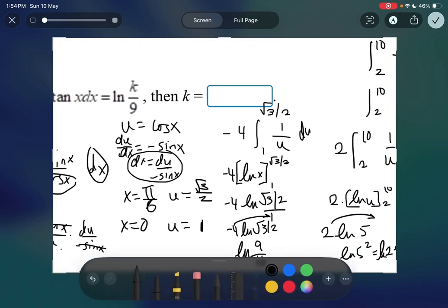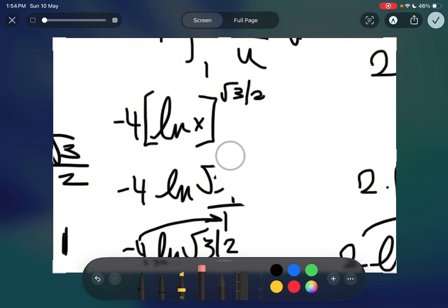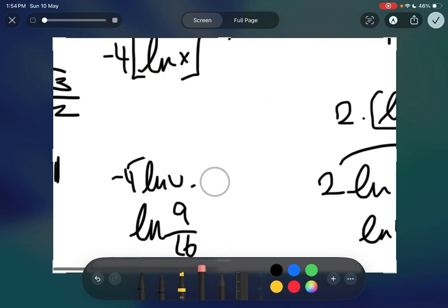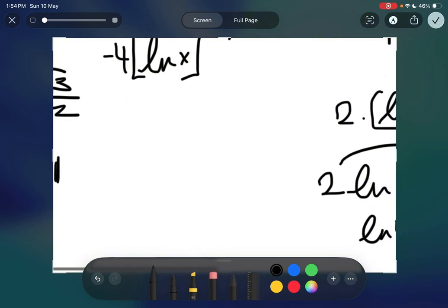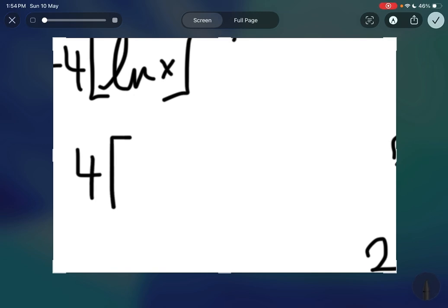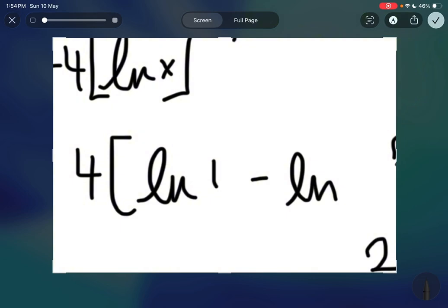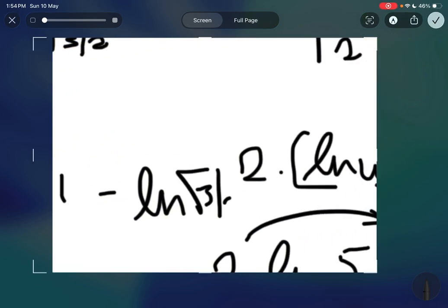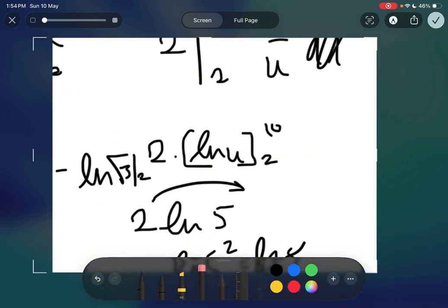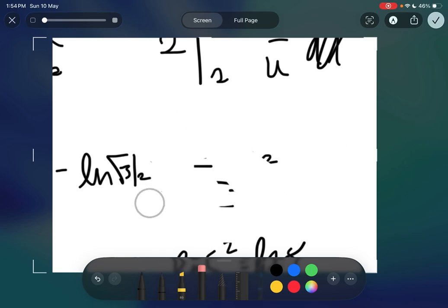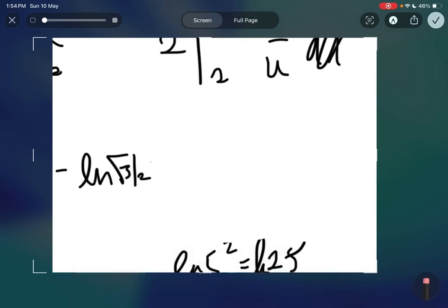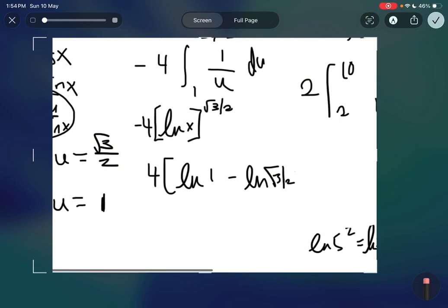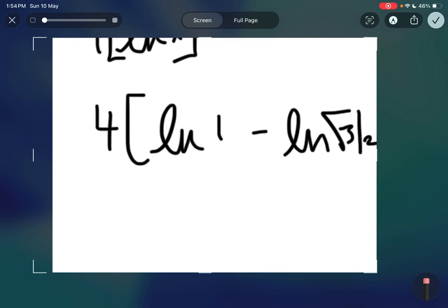Like you do 1 minus radical 3 over 2. My bad, guys. So it will be 4 of ln of 1 minus ln of radical 3 over 2. Okay, let me just erase this here. So now 1 over radical 3 over 2 is 2 radical 3 over 3.